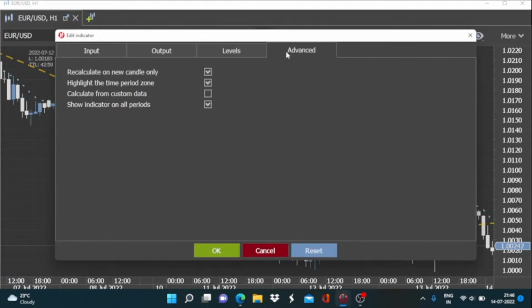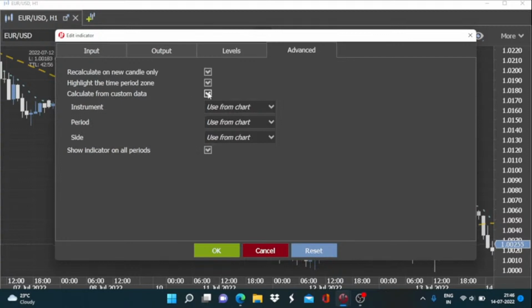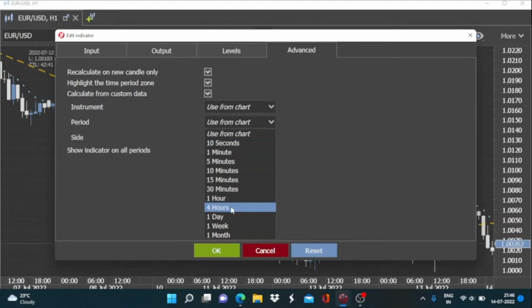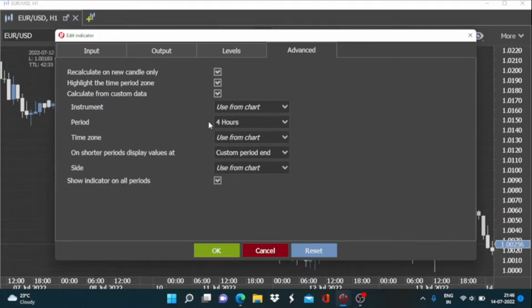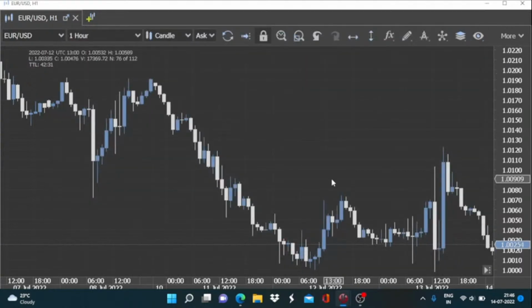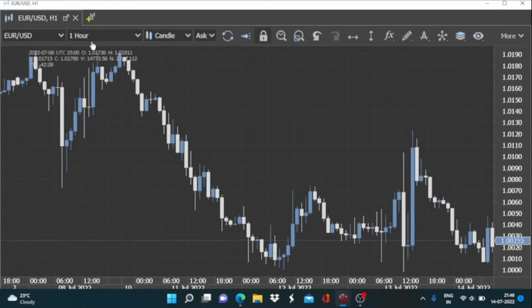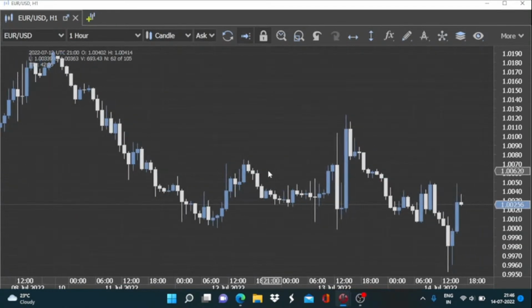Another option provided to us is to use the custom data. Suppose I opt for the calculation to be done from the custom data, then the instrument can be chosen from the chart, or I can define it to fix to the Euro USD. So these two options are there. The calculation period can also be kept fixed. If we opt for any of these options, then the calculation period will be fixed to that. Suppose I want it for 14, regardless of what is the candle period of this chart, the calculation will be done on that.